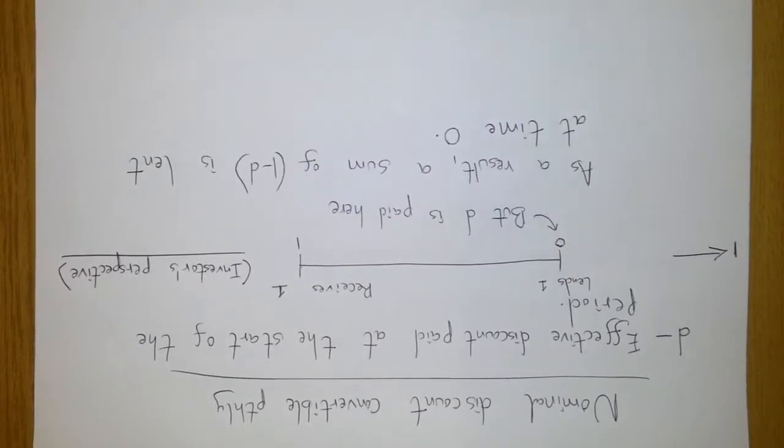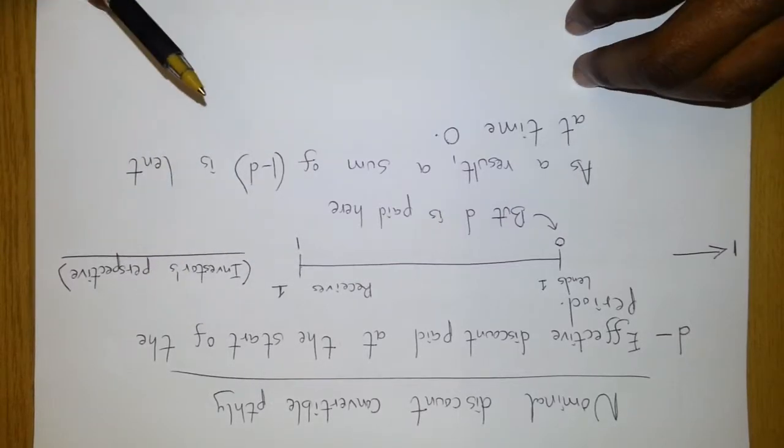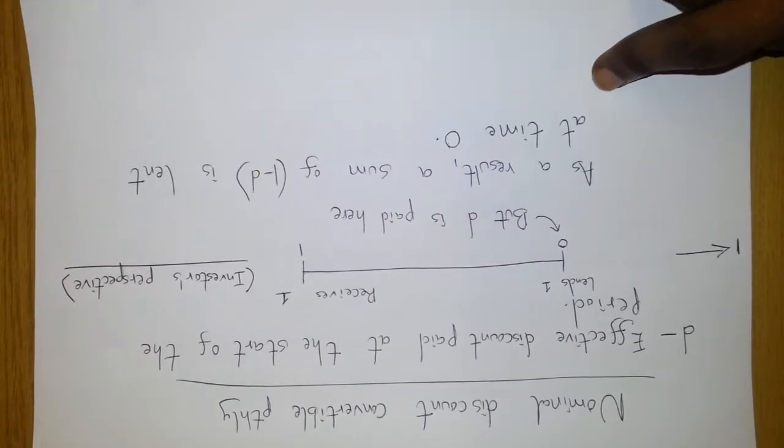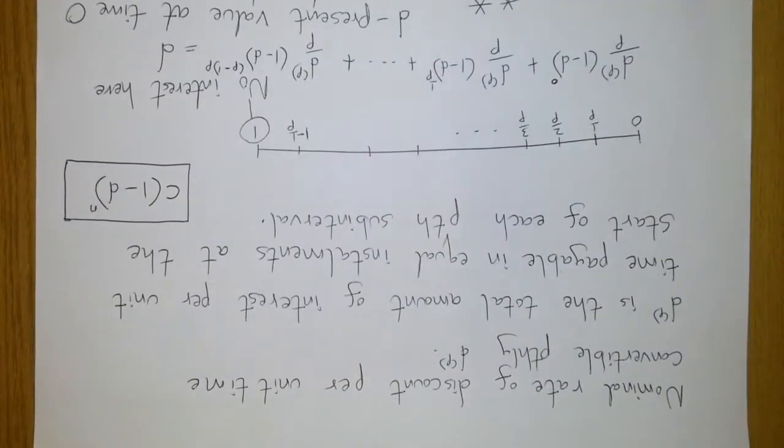It is 1 minus d here because the investor receives d at the beginning of that investment and receives 1 at the end of the investment period. That is effective discount.